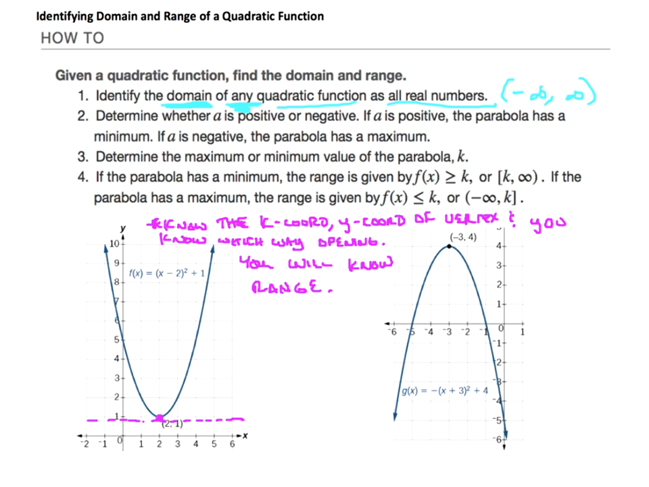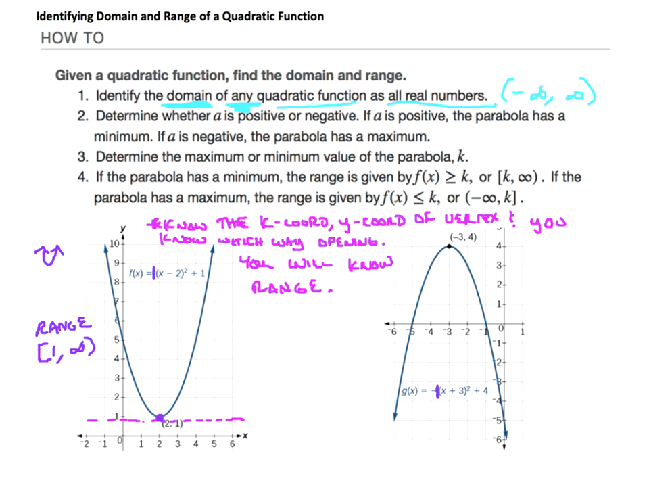So let's look at this left-hand example here. Notice my a value is positive 1. This tells me this thing is opening upward. I'm never going to go below a y value of 1. So my range starts at 1 inclusive and goes through positive infinity because it's opening upward.